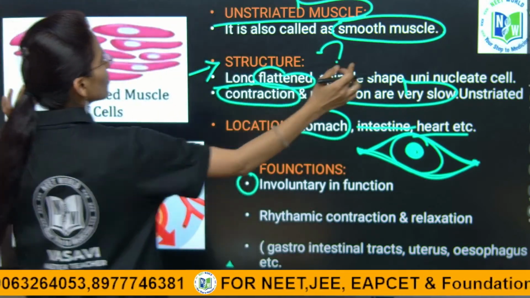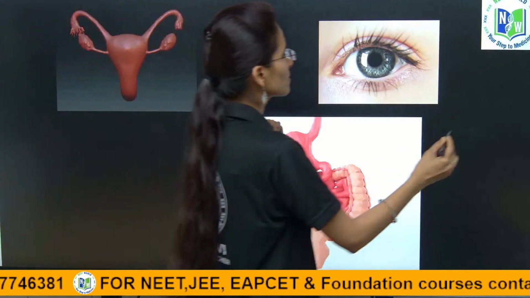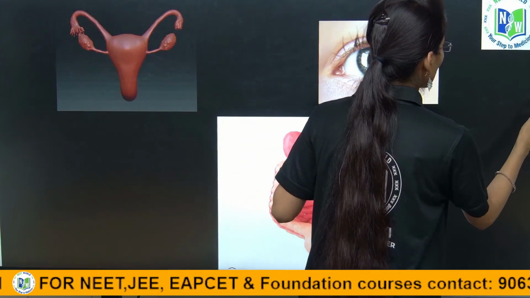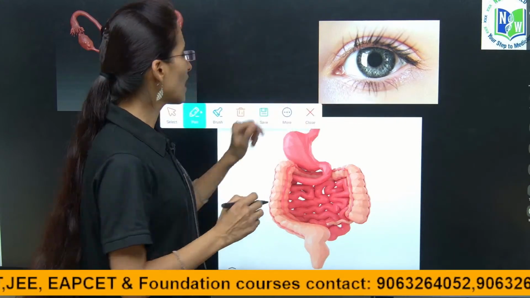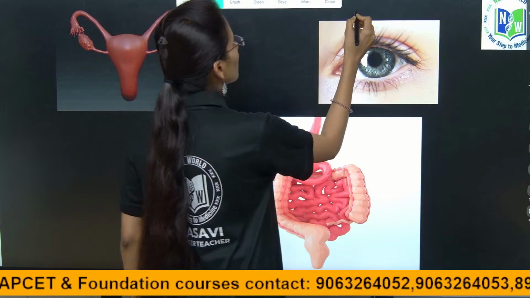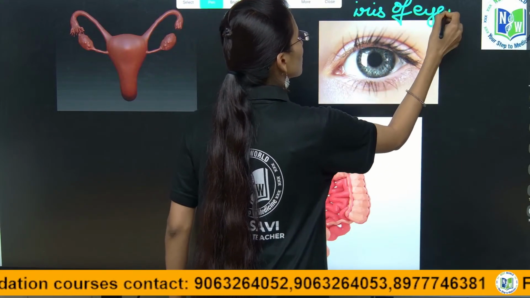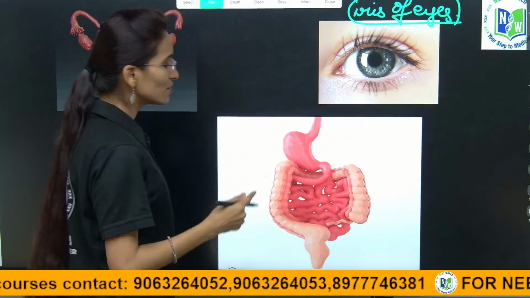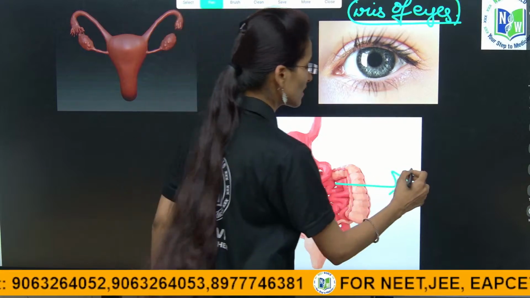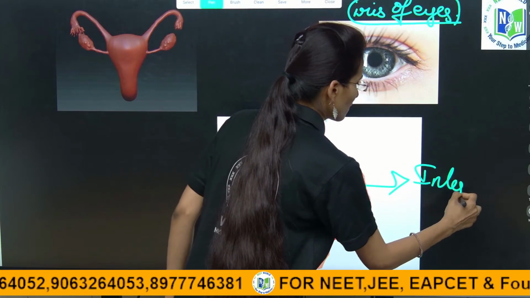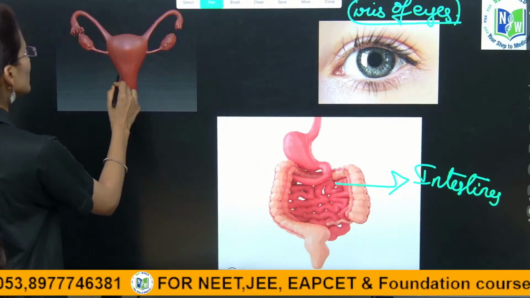How? See, if we look into these locations, see here are the locations. We can find the unstriated muscles in the iris of the eyes, and we can also find them inside the intestines, inside the stomach, and next we can also find them in the uterine walls.